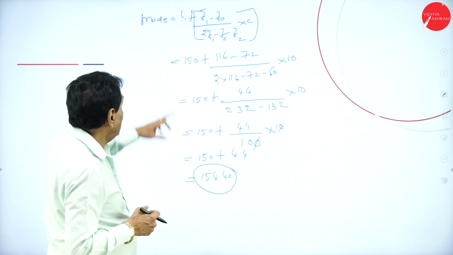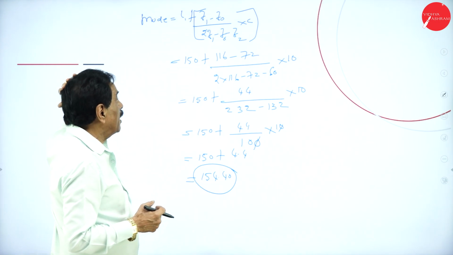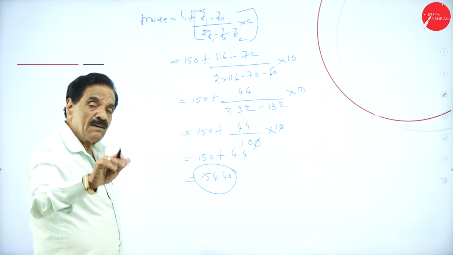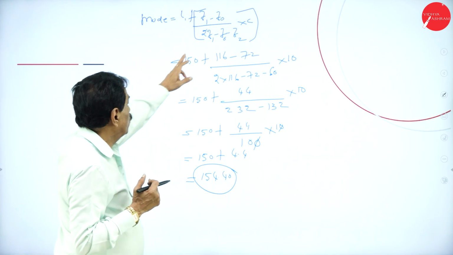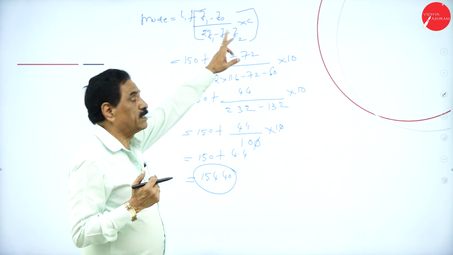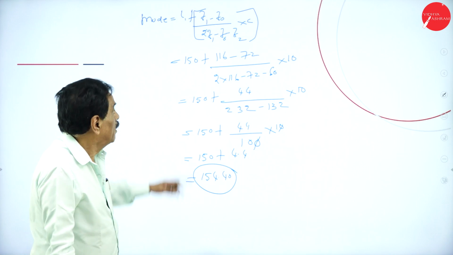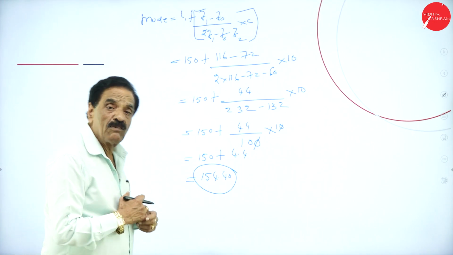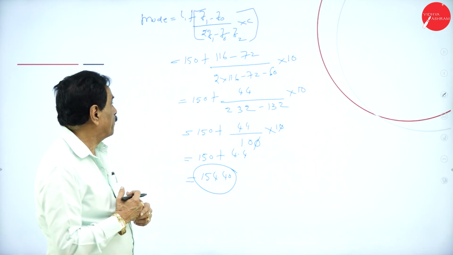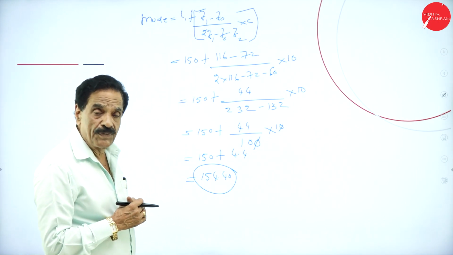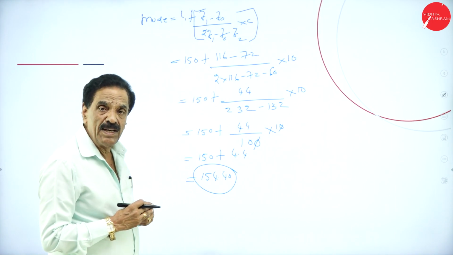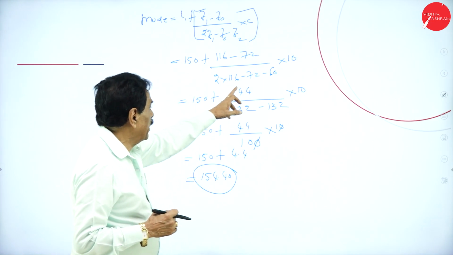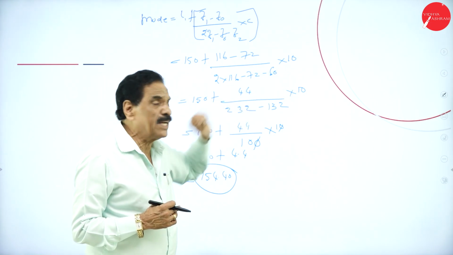Shall I repeat once again? Take down this. L1 is called the lower limit. F1 is the highest frequency. F0 is the preceding frequency. Take the formula: L1 plus (F1 minus F0) divided by (2F1 minus F0 minus F2) into C. What's your L1? 150. This is 116 minus 72 divided by 2 into 116 minus 72 minus 60, into 10.